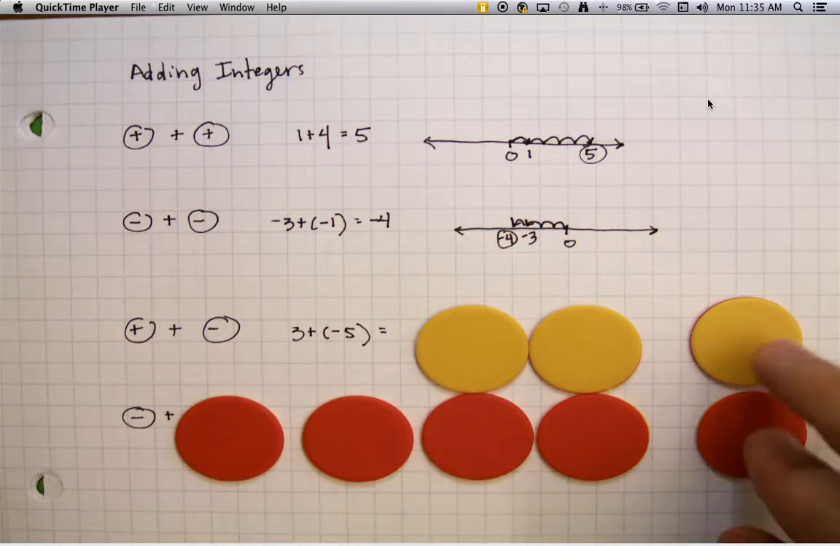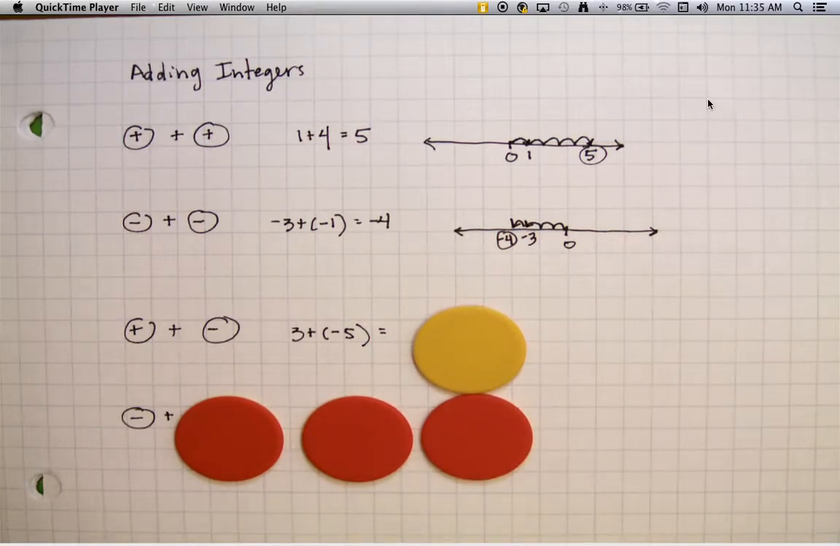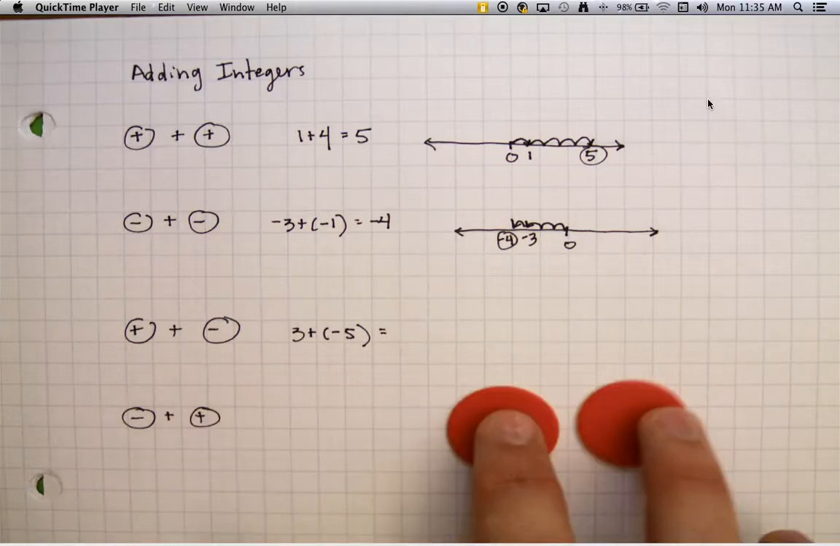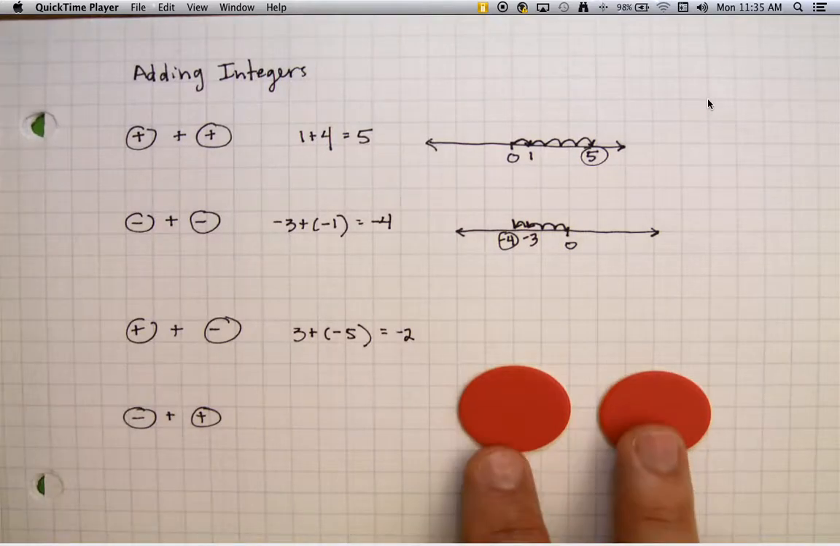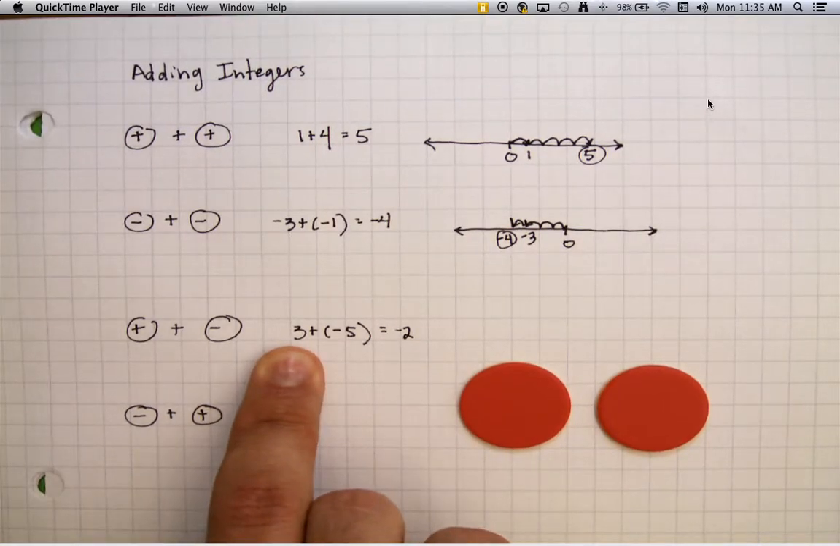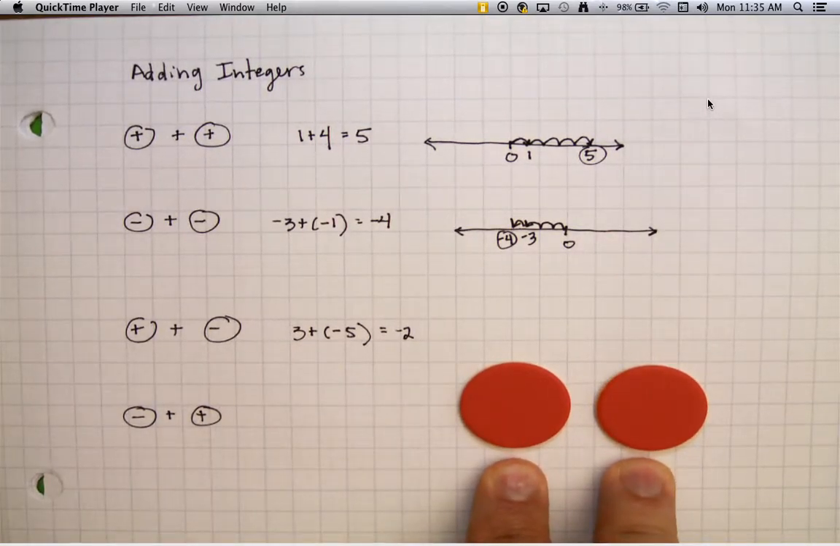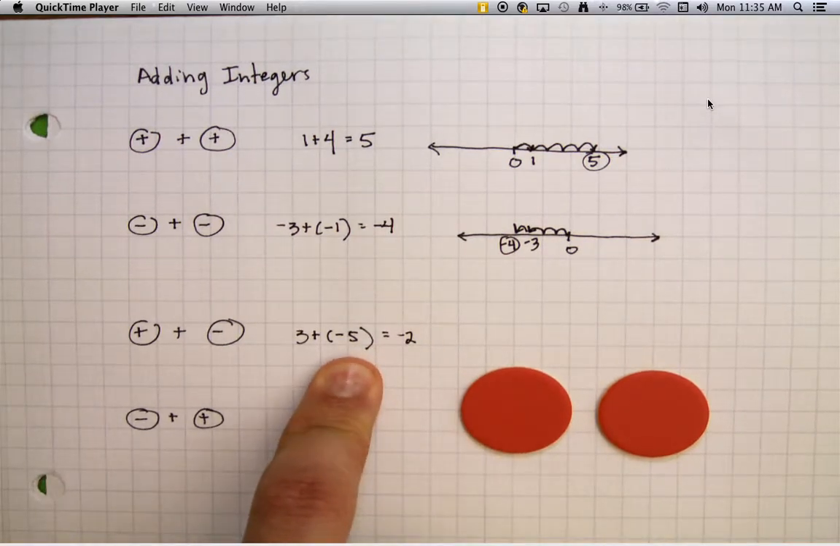So if this is worth 0, and this is worth 0, and this is worth 0, I've got 2 negative objects left over. We have 2 negative objects and no positive objects because there were more negative objects to start with, because -5 has the greater absolute value.